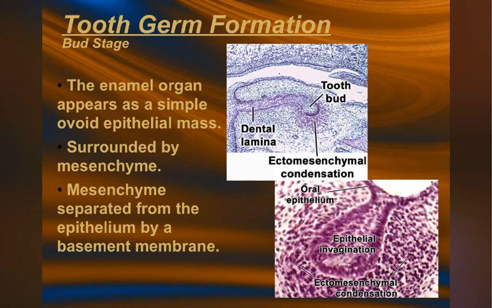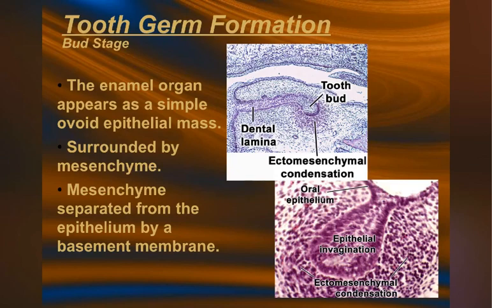The enamel organ appears as a simple ovoid epithelial mass. So from now on, the end of the dental lamina, starting from the bud stage, is called enamel organ. The enamel organ starts as an oval structure in the bud stage. In the cap stage, it becomes cap-like. In the bell stage, early or late, it looks like a bell.